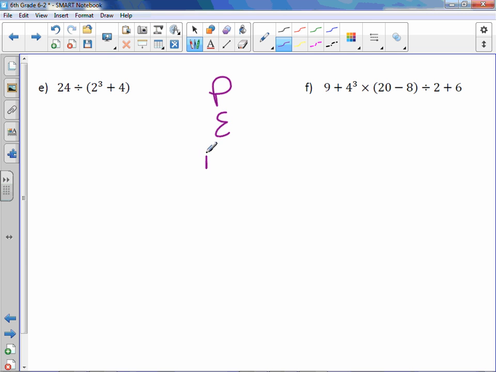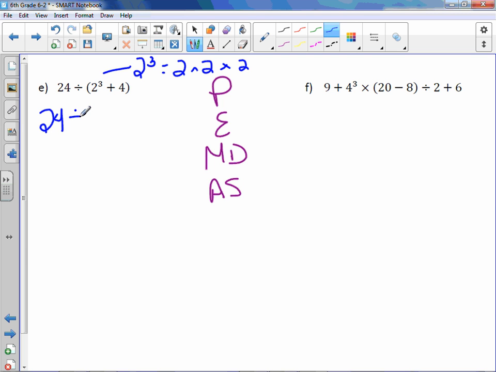Letter E. I do have parentheses, but I have to take care of this 2 cubed first. Remember, 2 to the third is the same as 2 times 2 times 2, which is 8. So 24 divided by parentheses 8 plus 4. We still have to take care of those parentheses. 8 plus 4 is 12.